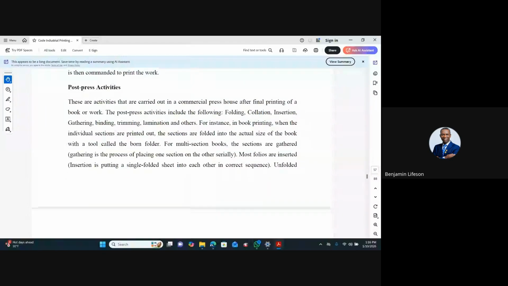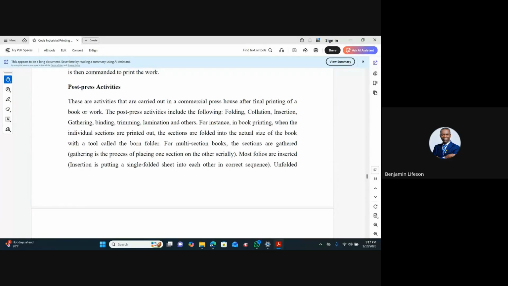Okay, so let's look at post-press activities. These are activities that are carried out in a commercial press house after final printing of a book or work. The post-press activities include the following: folding, collation, insertion, gathering, binding, trimming, lamination, and others.